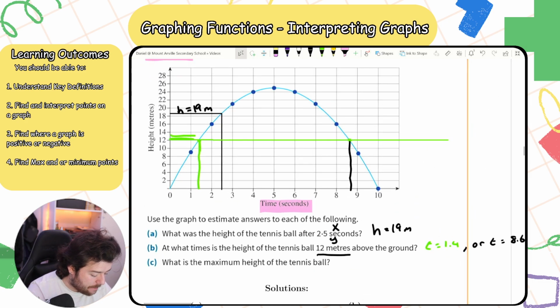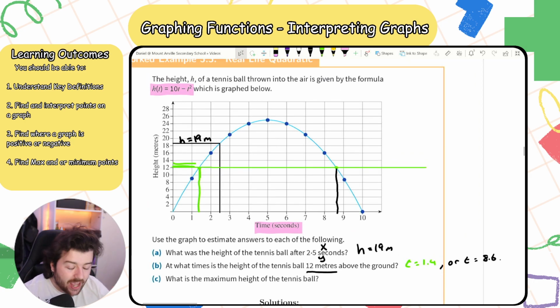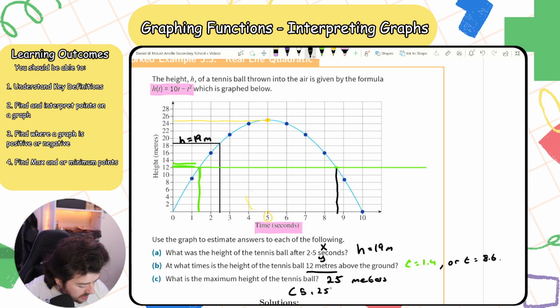So what's the maximum height of the tennis ball? The maximum height, again, is the highest point the ball gets. So it's maximum here. That happens at t is equal to 5, or x equals 5. That happens at 5 seconds. And then what is the maximum height? It is roughly 25 meters. So that's the maximum height. The actual maximum point will be (5, 25).